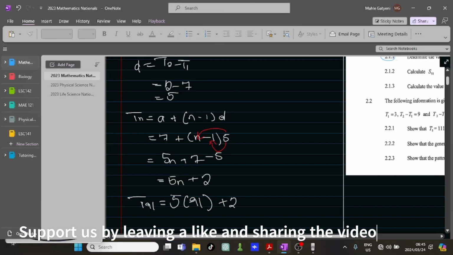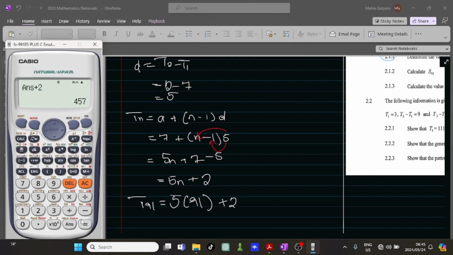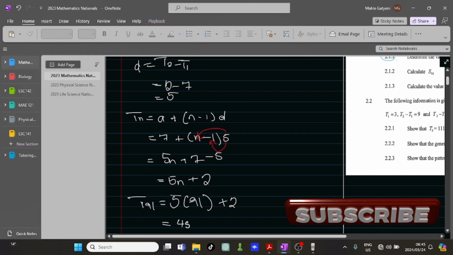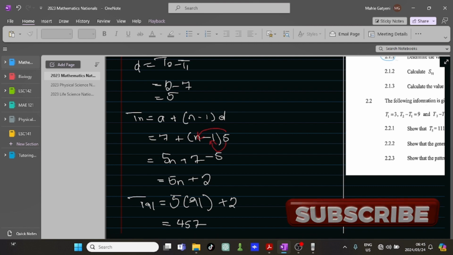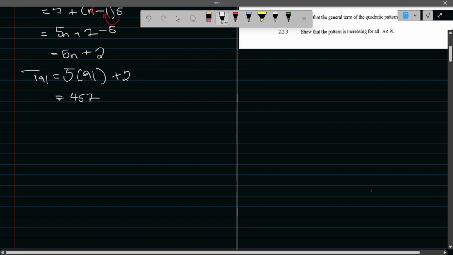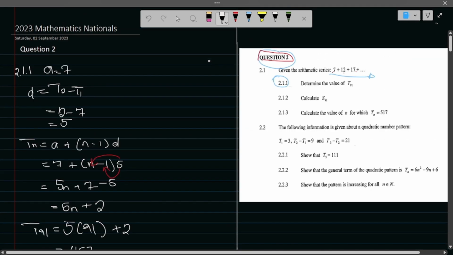So let's get back to our calculator. It's going to be 5 times 91, which is equal to that, plus 2, which is 457. So our T91 value is 457. So let's do the second question.